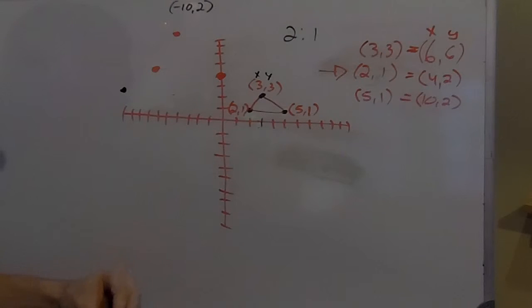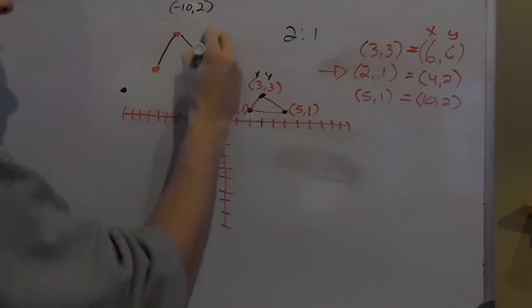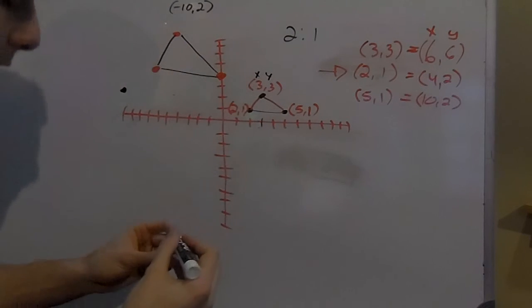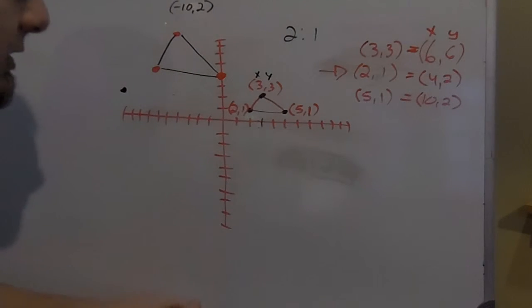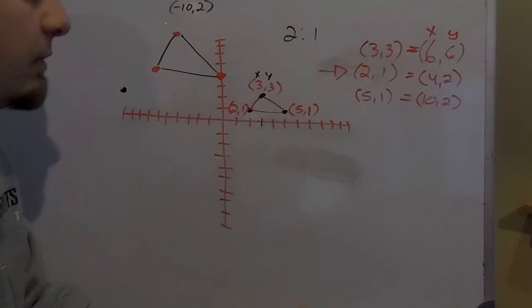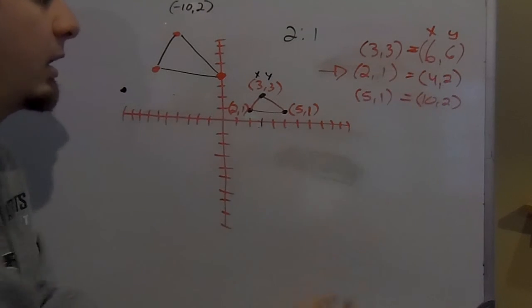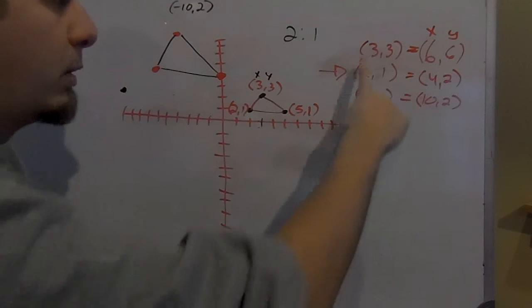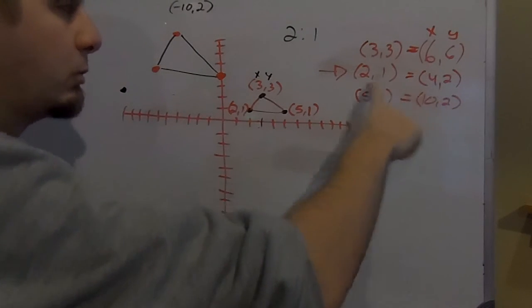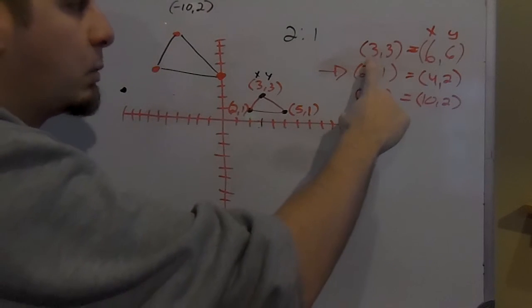So just to recap real quickly, I wanted to create a new triangle that was twice as big as my original one. And so I wanted to dilate it by a scale factor of 2 to 1. So I took all of the ordered pairs of every vertex and multiplied every coordinate by 2. Now if I wanted to make this 3 times as big, I would have multiplied every coordinate by 3. If I wanted to make it 1/2 the size, I would have cut every one of these ordered pairs in half.